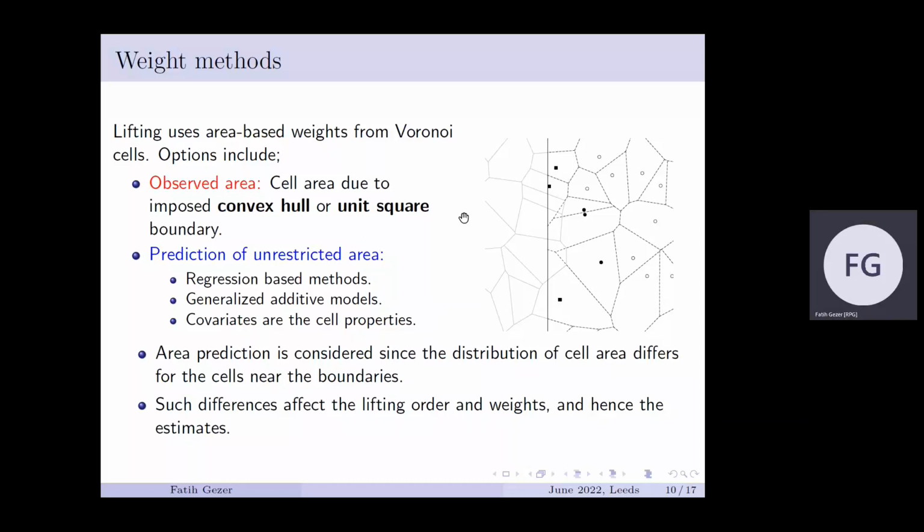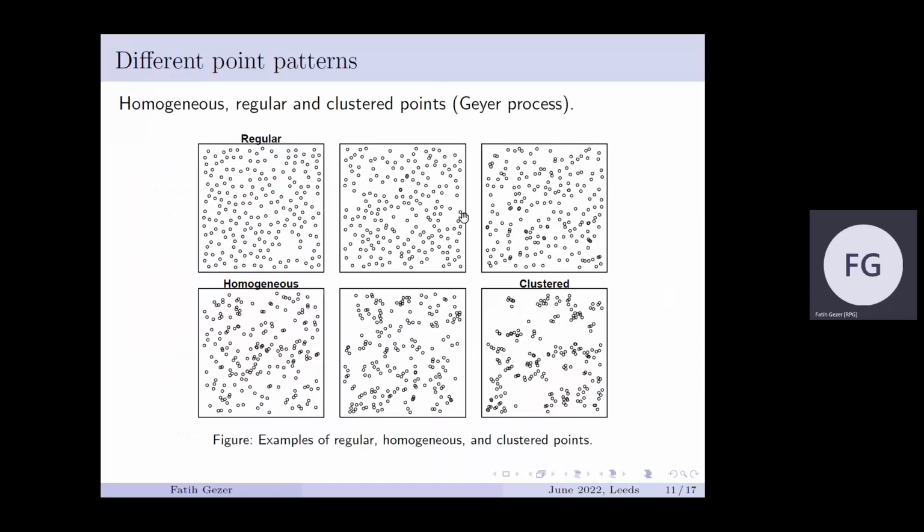So we use all of the different types of area from these boundary conditions and the predicted area, and perform the lifting and see how the lifting works in the function estimation. So we rely on different types of point patterns, some of them regular point patterns, homogeneous and clustered point patterns, and the ones between are different degrees of regularity and clustering.